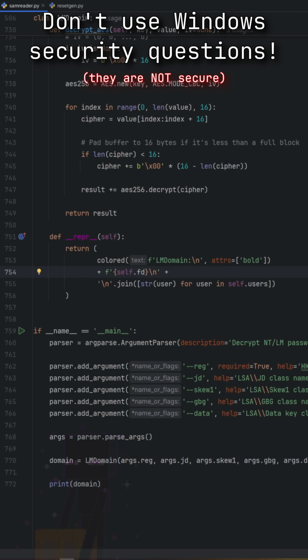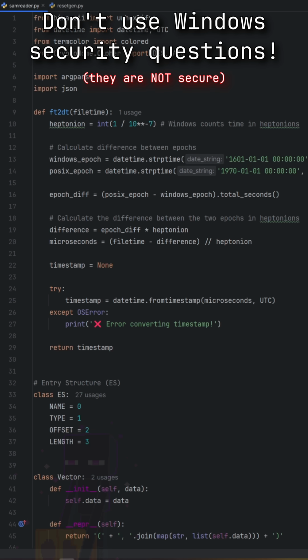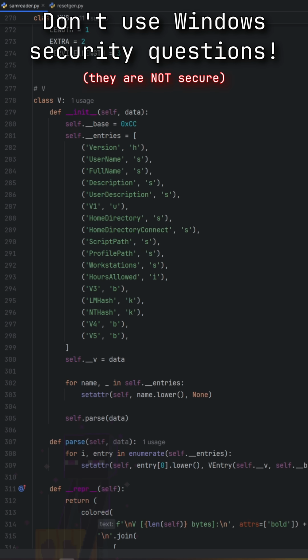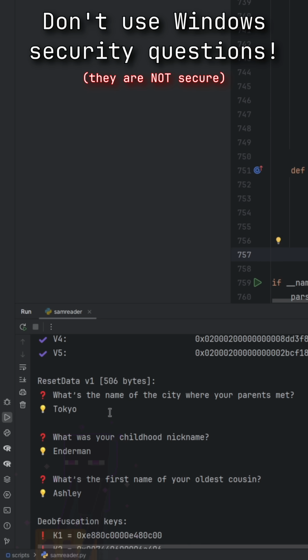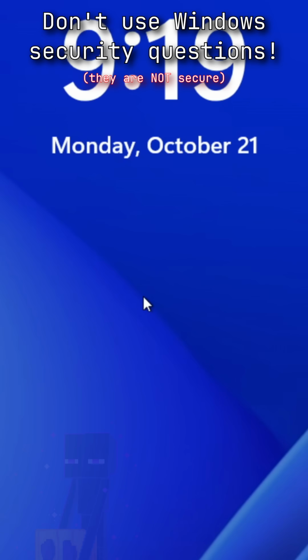Okay, so here's the script I wrote to pretty much crack Windows passwords. We'll extract the security questions using this guy. I mean, the code is pretty bad, but I guess it works. I tested it. It does. Here's our reset data.